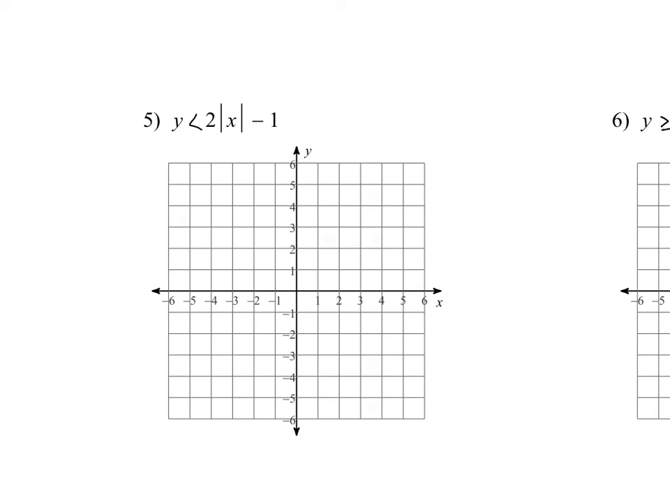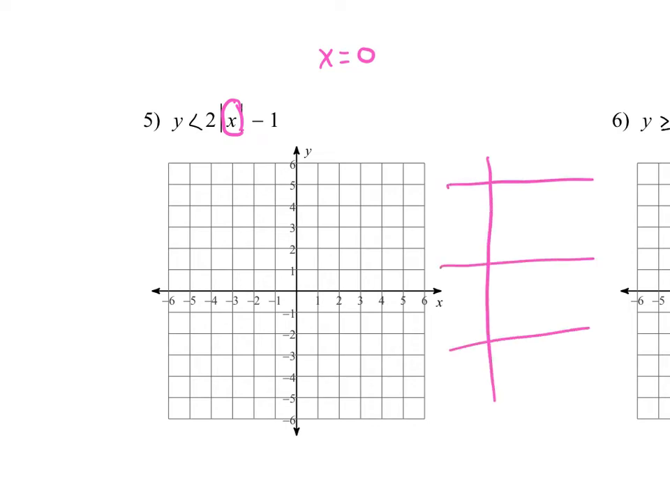So for number 5, again, just like we always start, we need to set what's inside of our absolute value equal to 0. So x is equal to 0. That's going to be our middle number. So we plug in 0. We need to plug in a number smaller and a number bigger. So -1 and 1. So we have 2 times the absolute value of -1 minus 1.